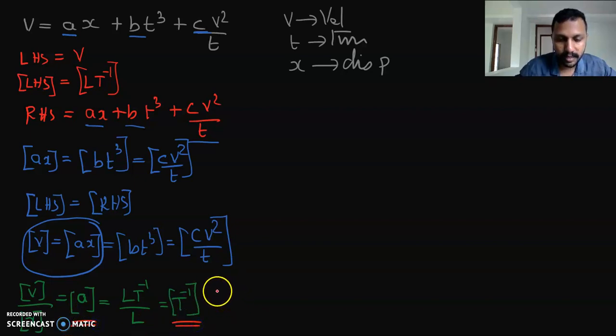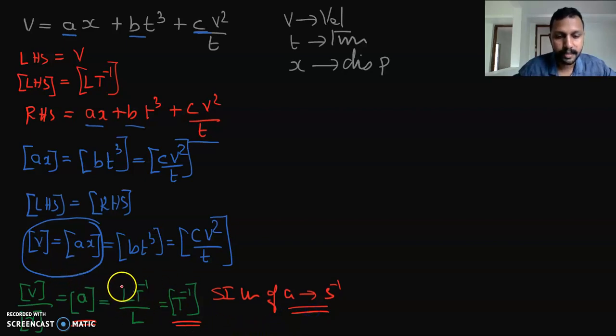Then the SI unit of a. T is second, therefore second raised to minus 1 is the SI unit of a. Now we have found the SI unit and dimensional formula of a.